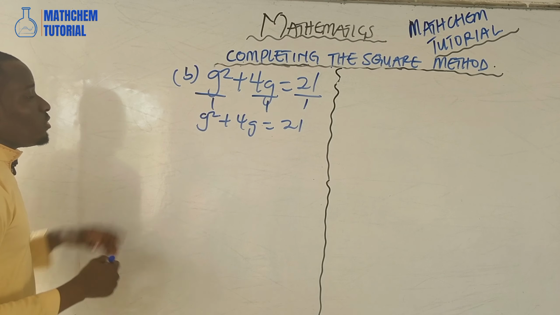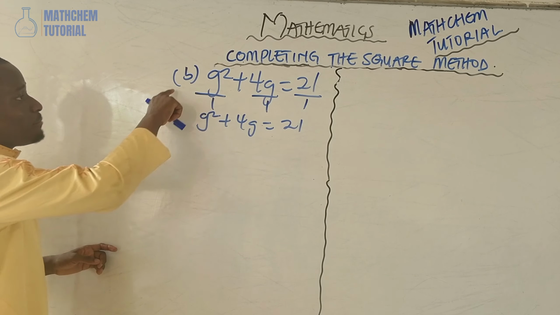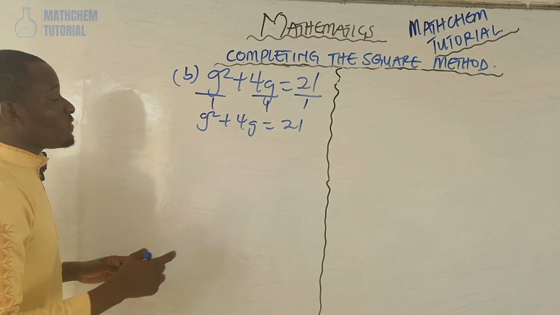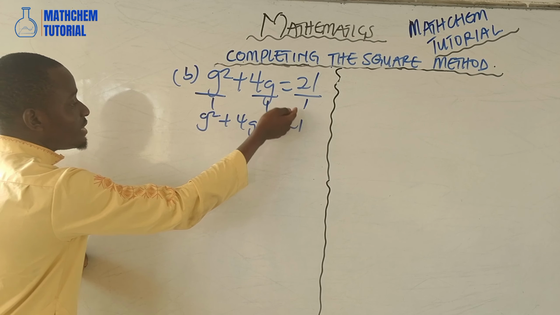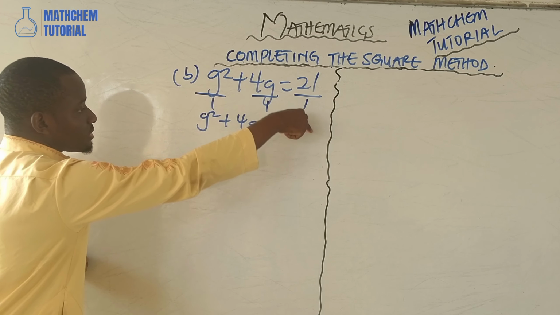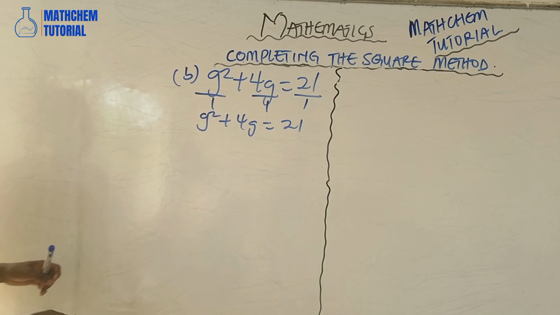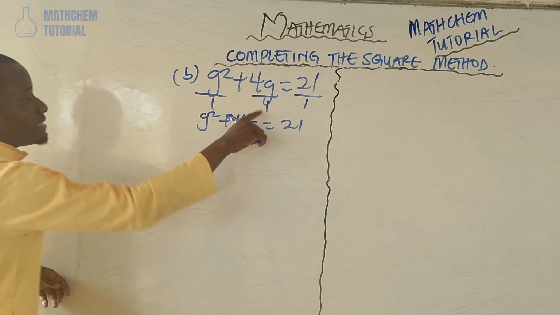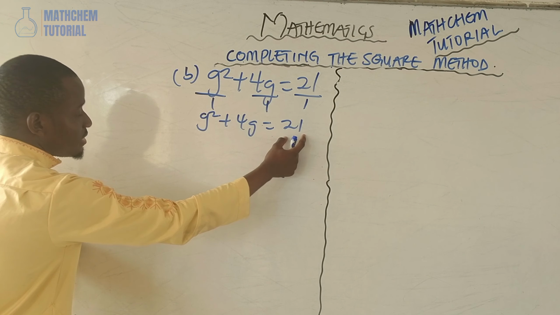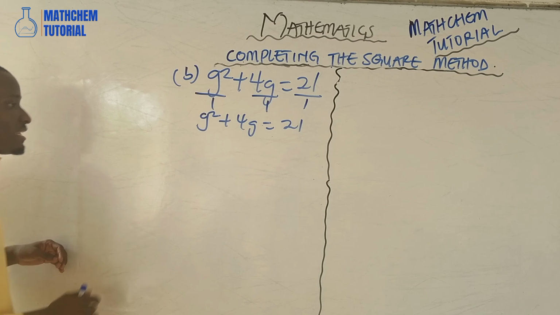In my previous example, example A, when I was using completing the square method to solve, this constant was here. So I had to allow it to come to the opposite side. And when it was coming to the opposite side, the sign changes. But in this case now, this constant is already here. So let me leave it like that.